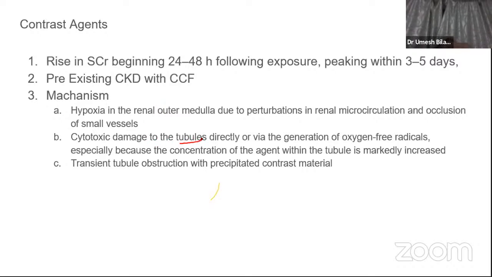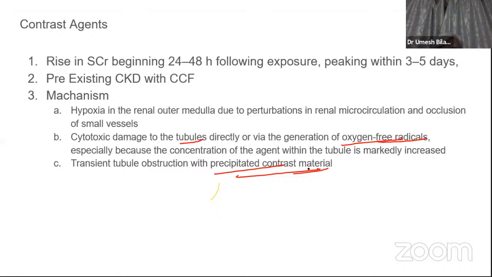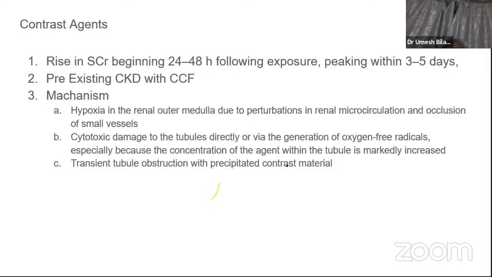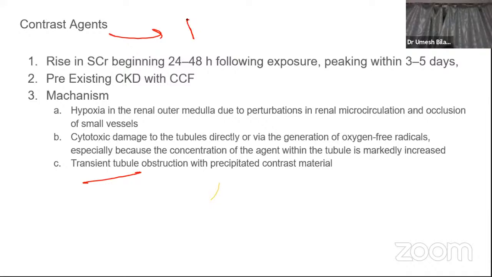Cytotoxic damage of the tubules also happens due to the contrast. It is cytotoxic, and it can damage the kidneys by generation of oxygen free radicals, and transient tubular obstruction with the precipitated contrast material. The contrast material is thicker. It is not very liquid; it is a bit thicker, plasma-like. So a thick fluid can get precipitated in the tubules and cause obstruction of the tubules. Thus the contrast will cause acute kidney injury.